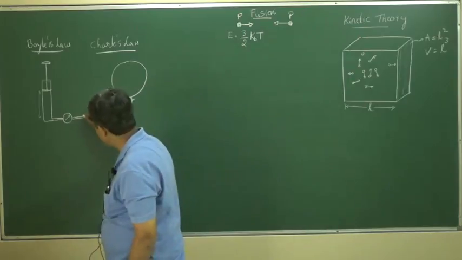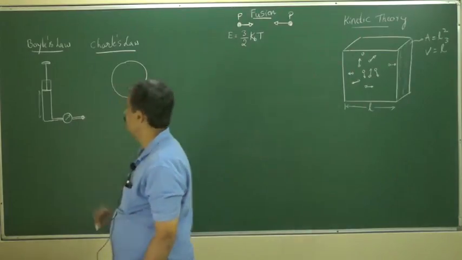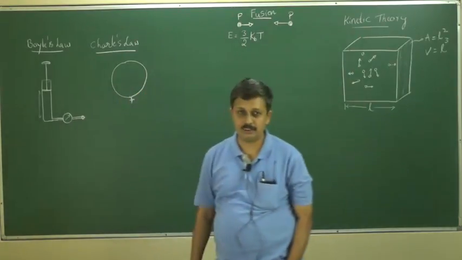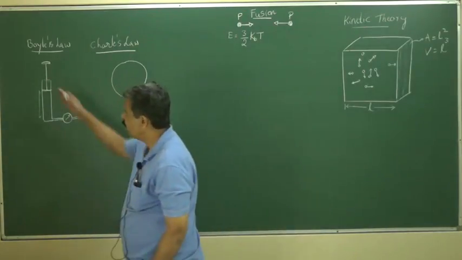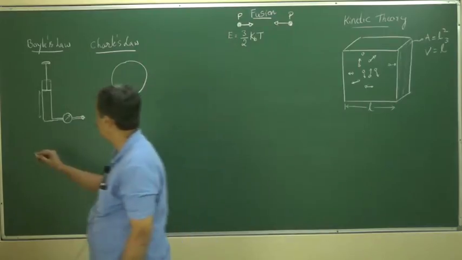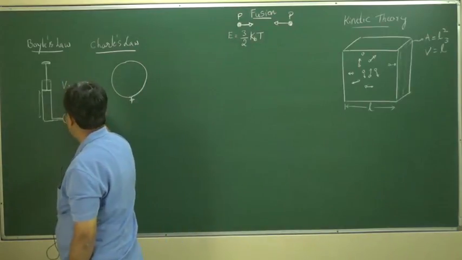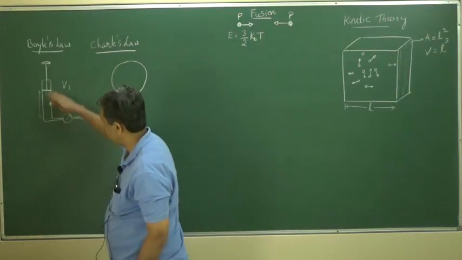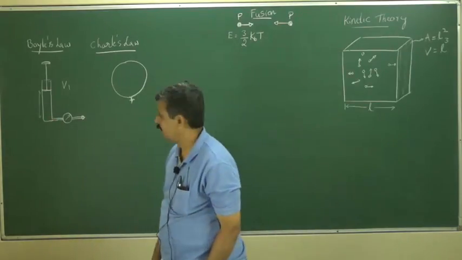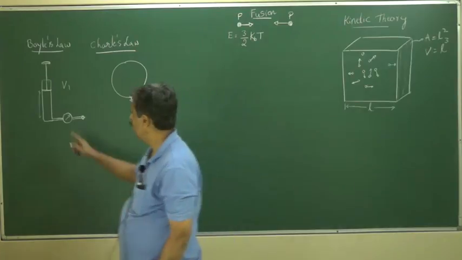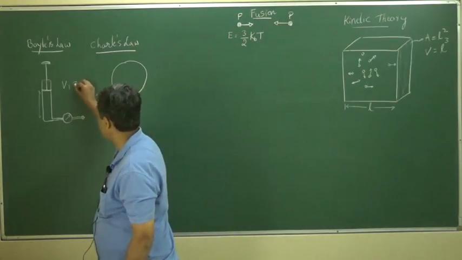So I am going to basically cap this and then do this experiment. Okay, I'll keep it at the top and take the volume reading. So I will say volume reading as V1. How did I do that? I just calculated it, the length and the area. So multiplied, I will get the volume reading. And I will also take the pressure reading.